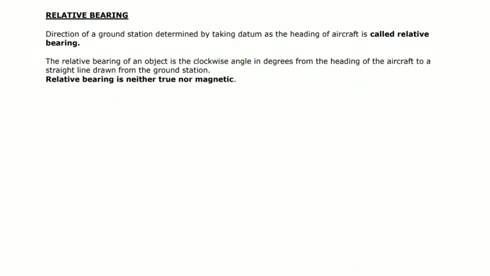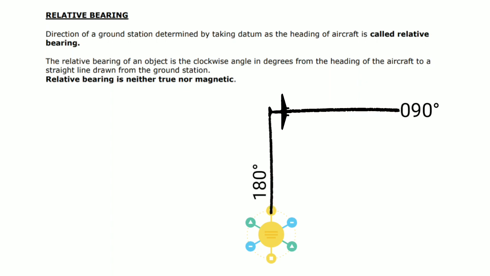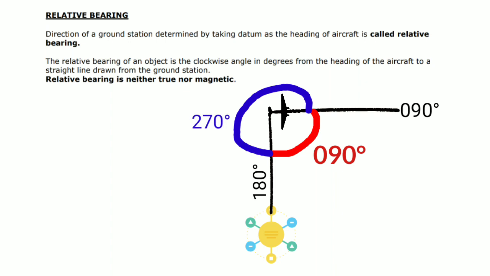For example, if aircraft heading is 090 degrees and the ground station is on 180 degrees, the relative bearing of the aircraft will be 090 degrees, because taking heading as datum, and datum is called 0, from heading clockwise to the ground station will be 90 degrees. Similarly, from the ground station, the relative bearing to the aircraft will be 270, taking datum as the ground station and going clockwise to the aircraft.